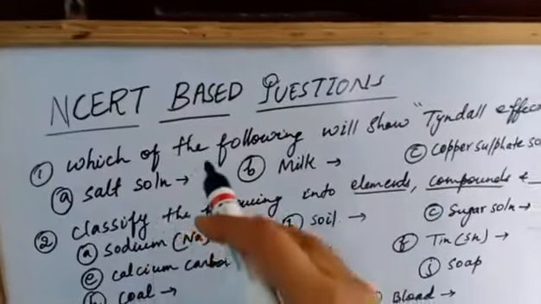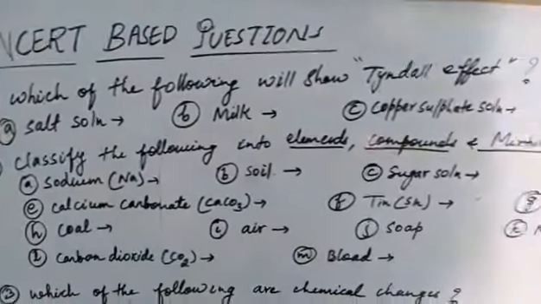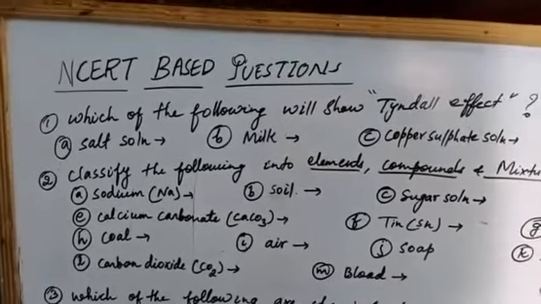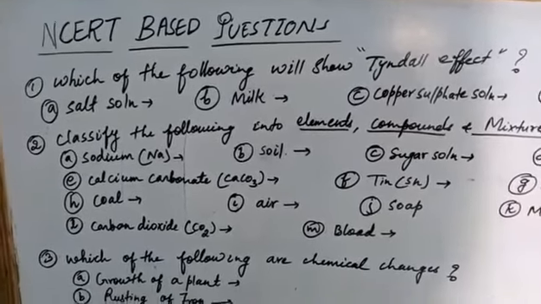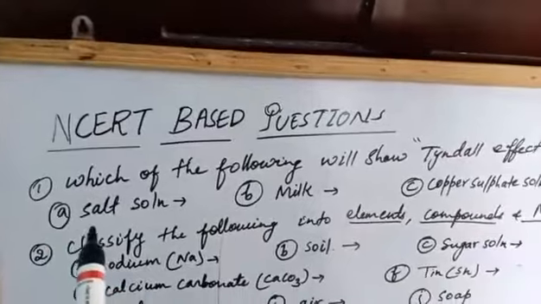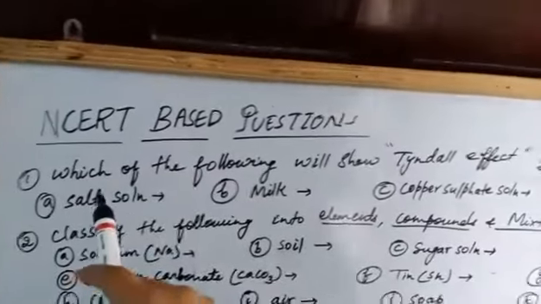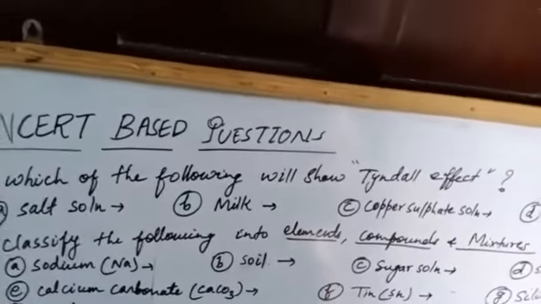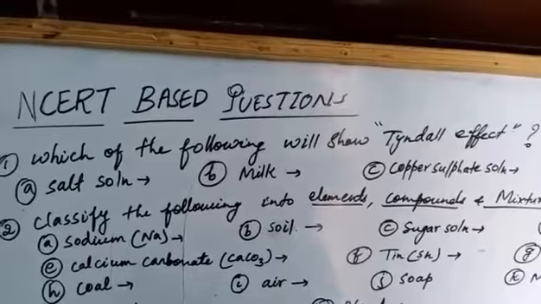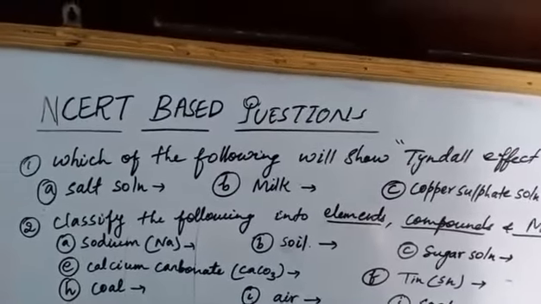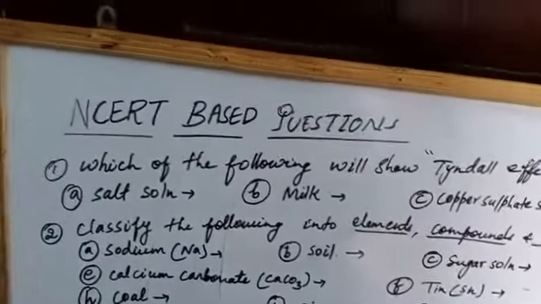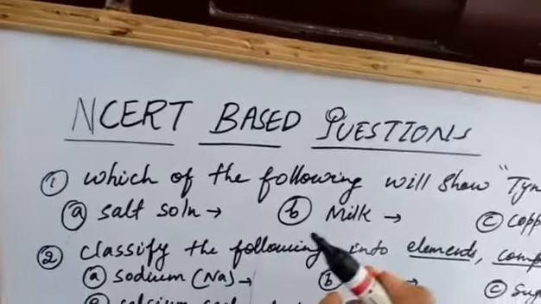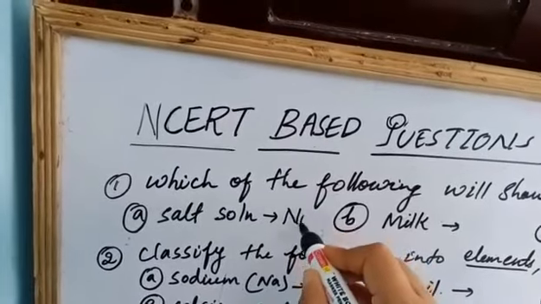Now we will see some NCERT based questions. This is the exercise class of the second chapter, so we will see them one by one. First question is, which of the following will show the Tyndall effect? You know that the Tyndall effect is only observed in heterogeneous mixtures, especially in colloidal solutions. So we will see salt solution. Salt solution is a homogeneous mixture, so here we will not see the Tyndall effect.